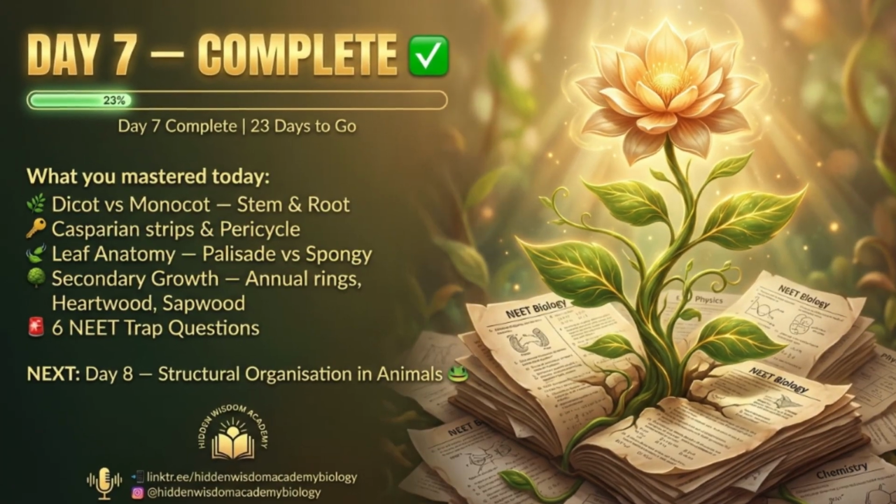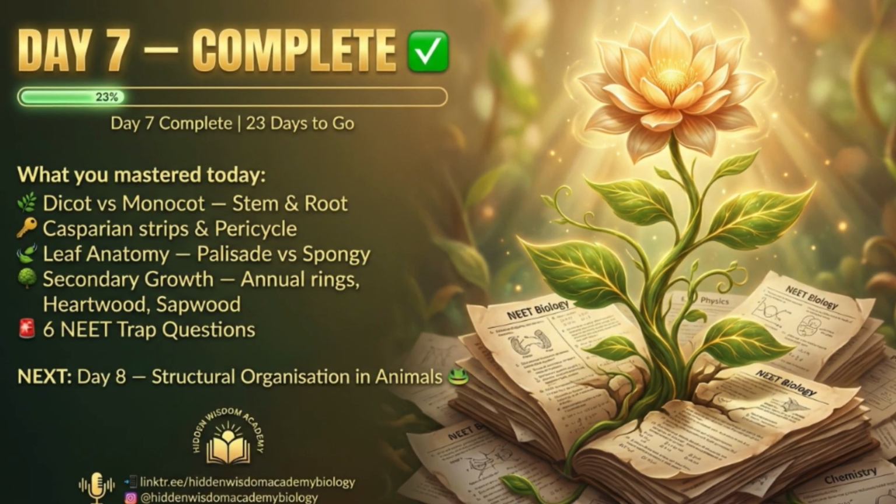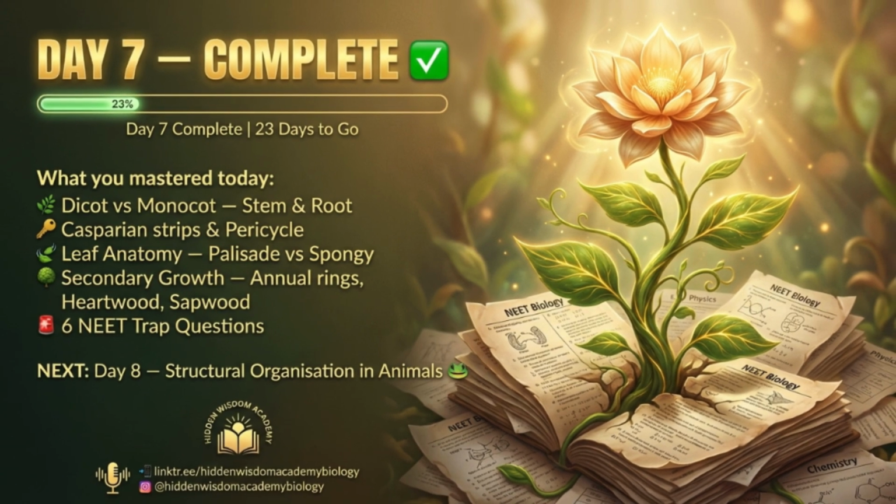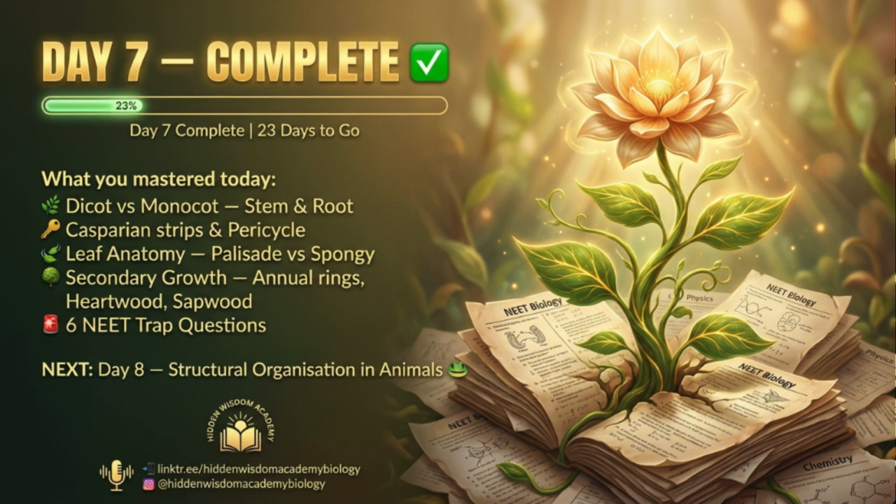And that's a wrap on day 7. Today you went inside the plant, deeper than most students ever bother to go. You understand stem anatomy in dicots and monocots. You know every layer of a root, and why the Casparian strip is the plant's most clever adaptation. You can read a leaf cross-section like a map, and you understand secondary growth, the process that builds trees, creates wood, and leaves annual rings behind like a biological diary. This is not just memorization. This is understanding.